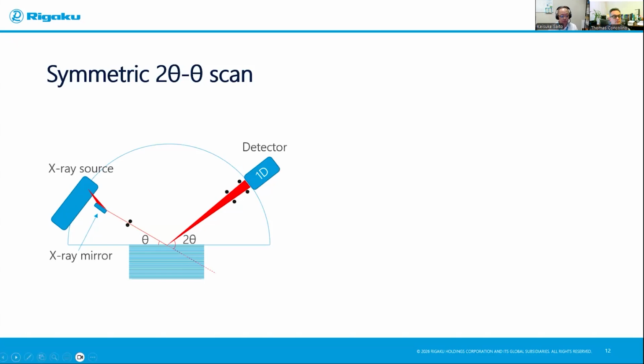optics. I hope you see here, after the X-ray source, we have optics called an X-ray mirror. The X-ray mirror converts the divergent beam from the source to a parallel beam. For thin films, we need to have a parallel beam. Then the X-ray hits the sample with incident angle theta, and the detector is placed at the same angle from the sample surface, with scattering or diffraction angle 2theta here. Then we scan source and detector at the same speed.